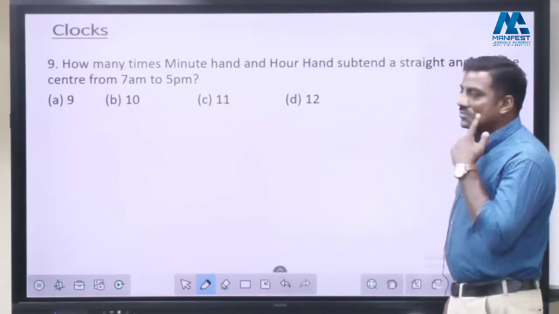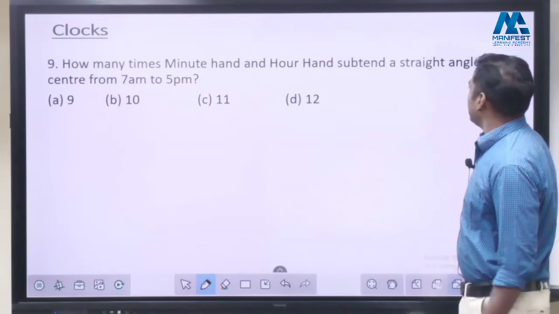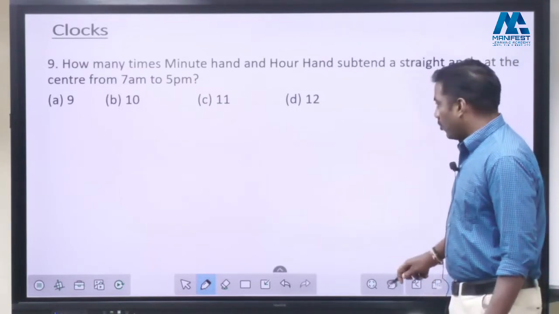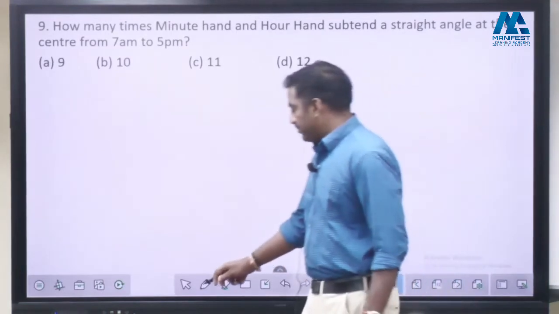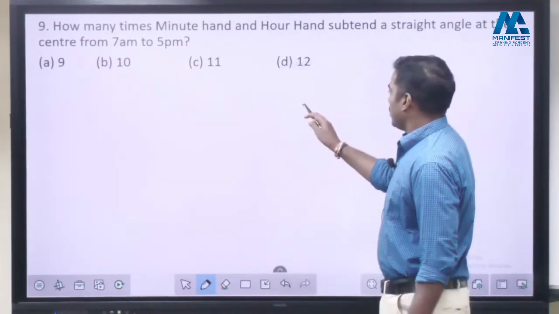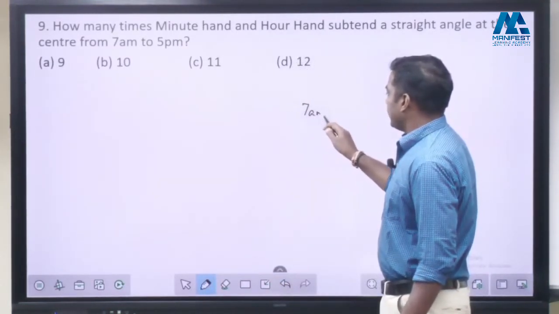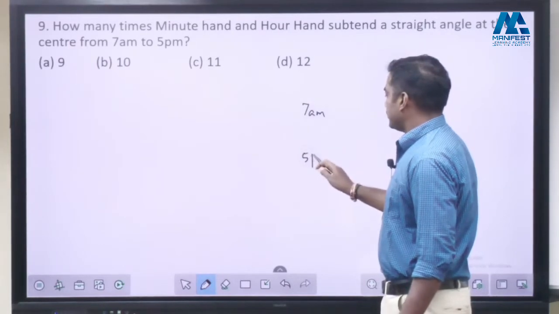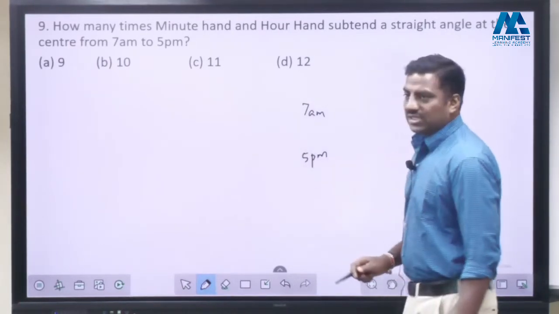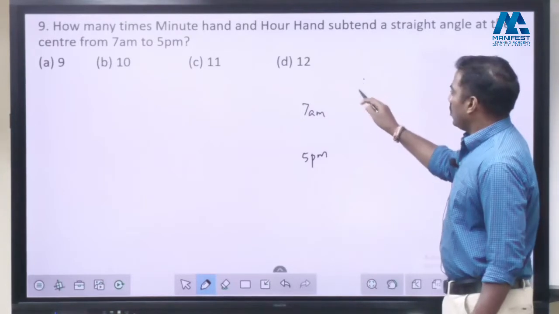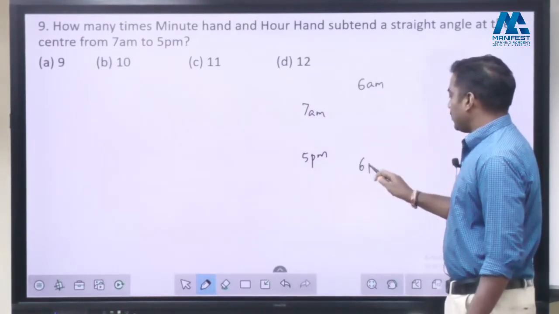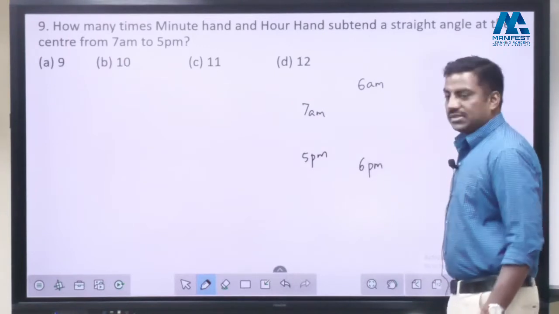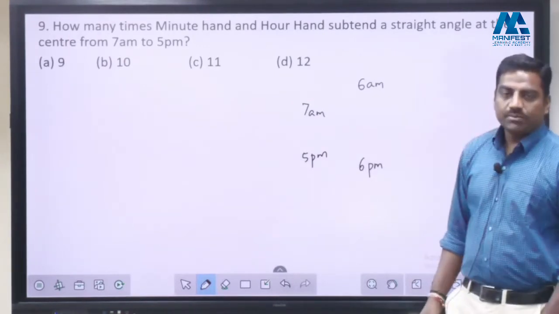Next. This is similar to the question that we had solved before. But this is fun. 7 a.m. to 5 p.m. 7 a.m. to 5 p.m. Now, before this one, I would like to make you imagine from 6 a.m. to 6 p.m. 6 a.m. to 6 p.m.